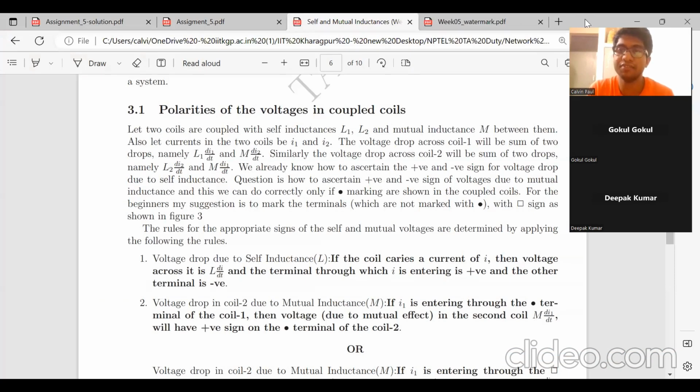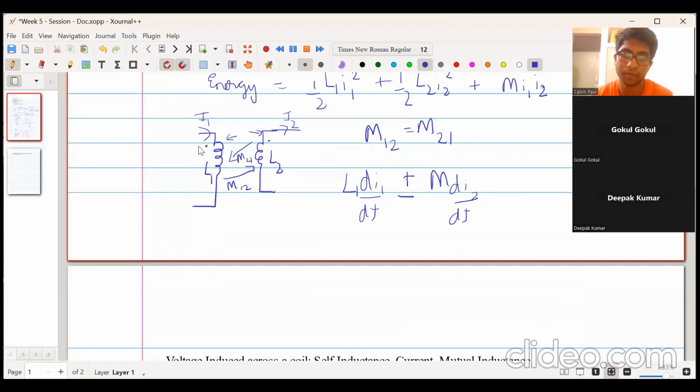So we said the voltage across one coil is the drop of L1 di1/dt and M into di2/dt. Similarly for the other coil, it is L2 di2/dt and M into di1/dt. To know which is the positive and negative sign for voltage drop due to self-inductance, just consider, I'll make a better diagram.